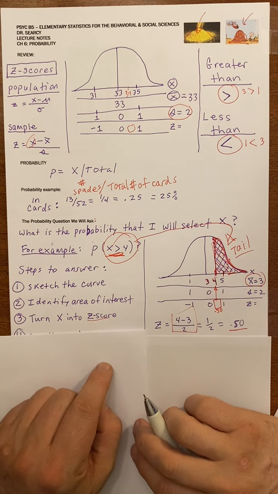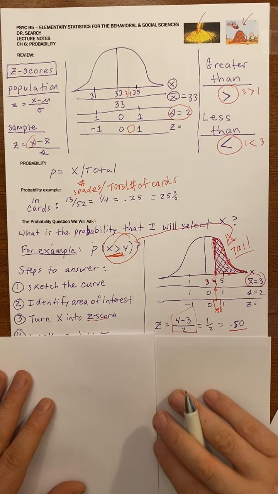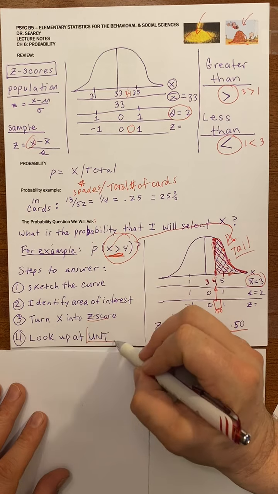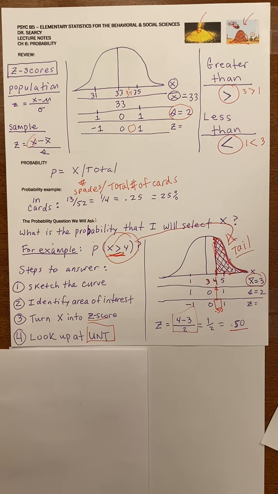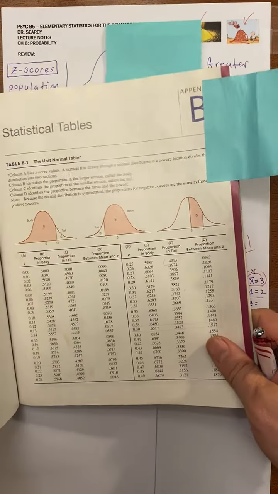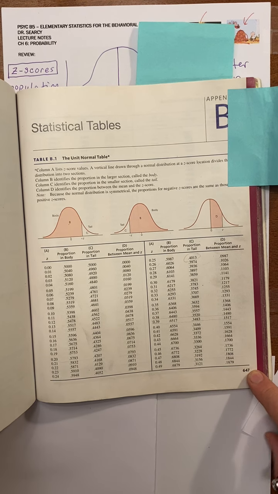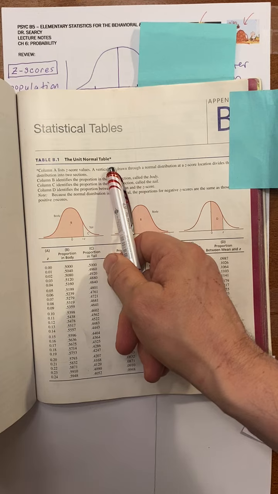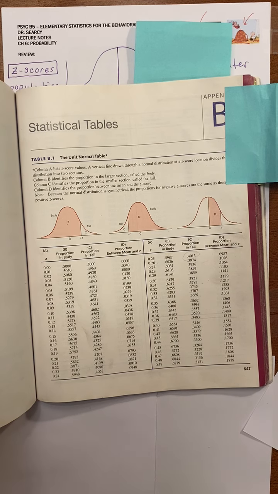Well, the way that we figure that out is we now have to consult a table of numbers. And that table of numbers is referred to as the UNT, the unit normal table. And I'll just show you how we can do this just with the purpose of solving this problem. The unit normal table is a table in the back of your textbook on page 647. This unit normal table has columns of information that we're going to use to help us figure out the answer to this question.